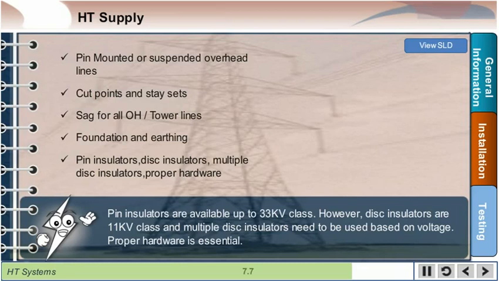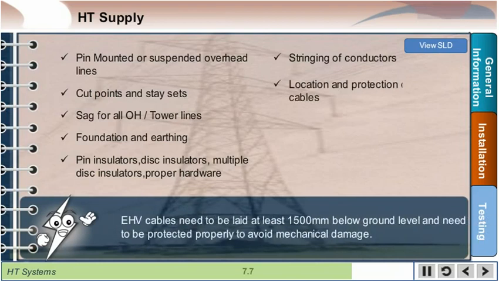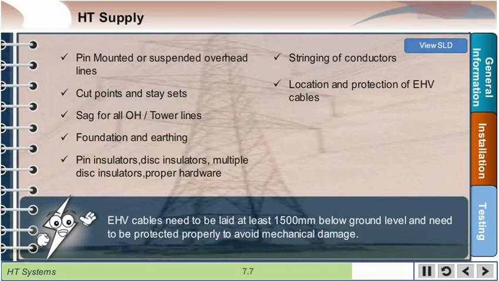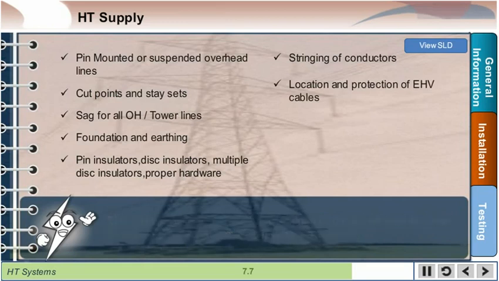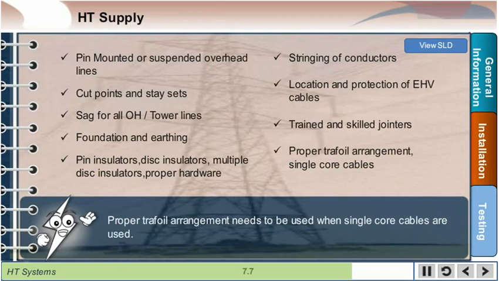Proper hardware here is essential. Stringing of conductors has to be done using proper equipment. Improper stringing can lead to twisting of poles. EHV cables need to be laid at least 1500 mm below the ground level and need to be protected properly to avoid mechanical damage. HT or EHV cable installation needs to be executed by skilled and trained jointers using proper straight through end termination kits. Proper trefoil arrangement needs to be used when single core cables are used.